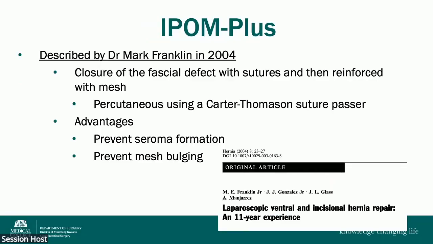Now, in 2004, Dr. Mark Franklin described closure of the fascial defect with sutures and then reinforcing this with mesh. And at the time, obviously, laparoscopic hernia repair really had taken off. The way this was described was with the percutaneous use of a Carter-Thomason suture passer. Some of the advantages that were described were prevention of seroma formation and, most significantly for the patient, prevention of mesh bulging. So continued reinforcement of the abdominal wall without too much bulging, based on the fact that now you could close the defect.